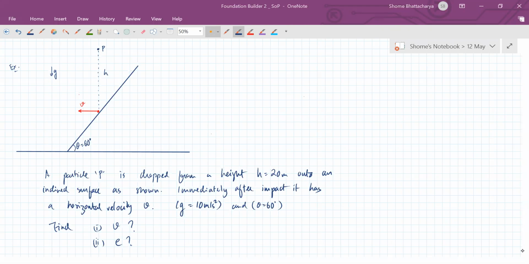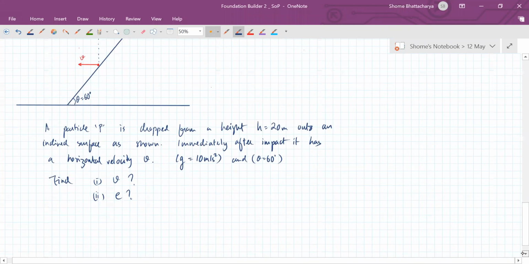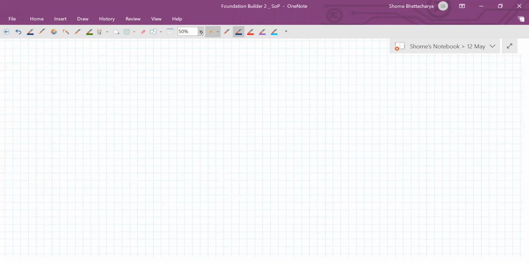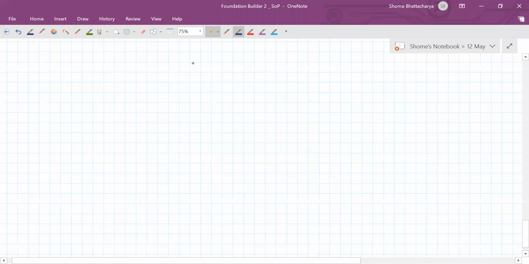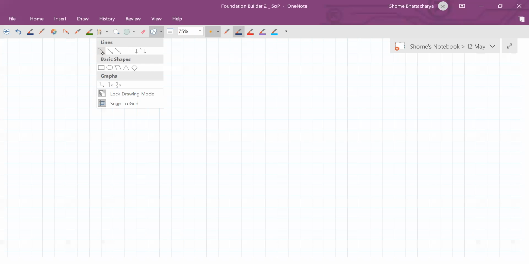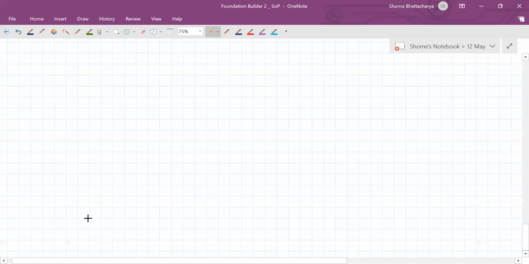Okay, so the first step is you have to figure out what is the impact velocity, and therefore from that, what is the normal component and what is the tangential component. So let's understand that. The impact velocity magnitude, as you must have figured out, is very easy. It is root 2gh if it's falling through a height of h. So when you calculate that, that will come out to be 20 meters per second.